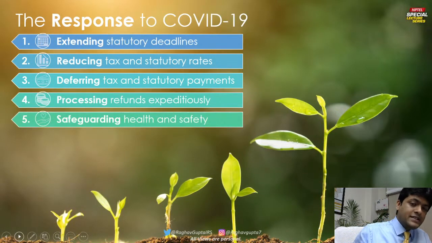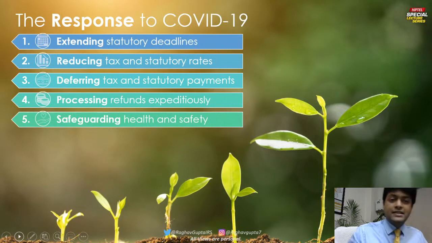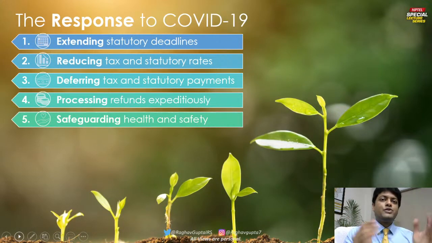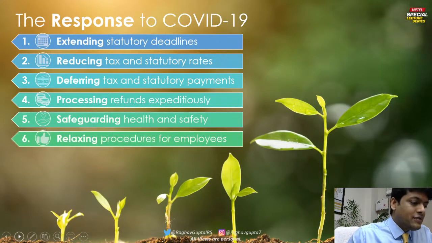The next, of course, is safeguarding health and safety. And this includes staggering of work, encouraging work from home, having a roster system to ensure that not everybody comes to office together, encouraging social distancing, having the Arogya Setu app, which is mandatory for everybody, etc. Now, what these measures have essentially done is habituated both the taxpayers and the department employees to follow best practices and ensure that they are able to meet the challenge of COVID.